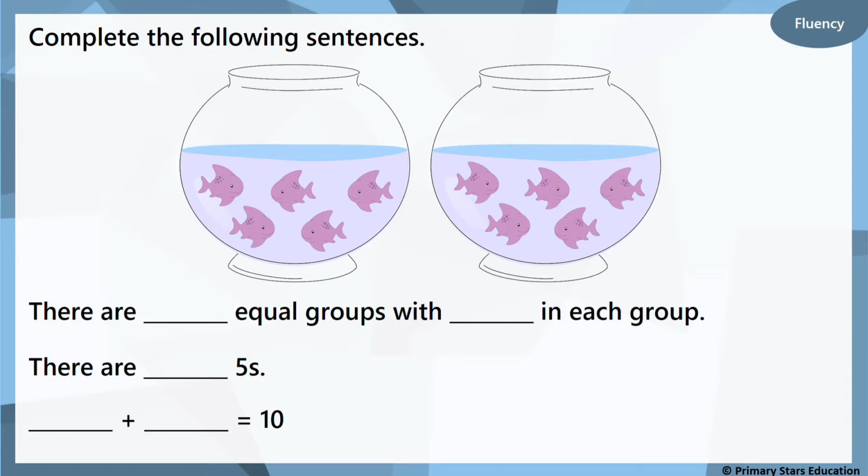Pause the video. Try it again. Practice makes perfect. Okay, pause it. Hopefully you're unpaused now. There are 2 equal groups with 5 in each group. There are 2 5s, and of course 5 add 5 equals 10. I'm not even going to say it anymore. Pause the video. Go.